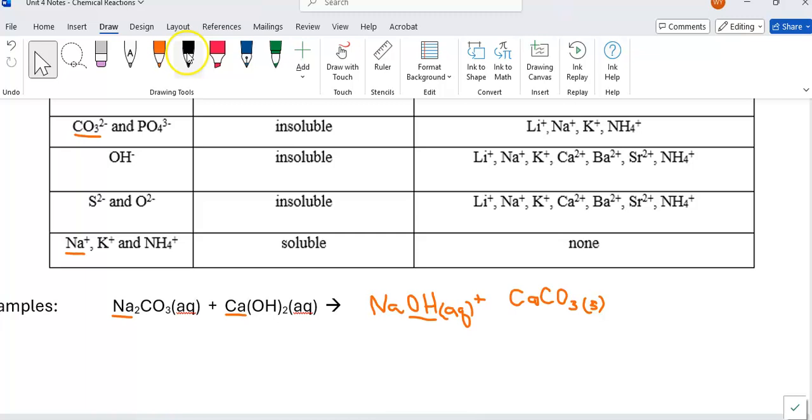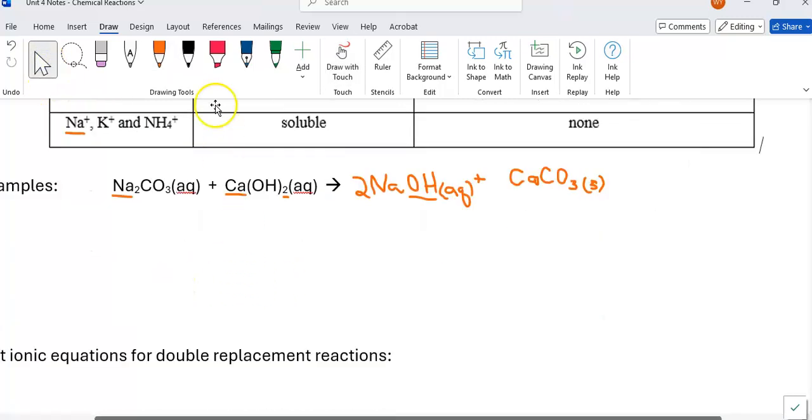All right, and then the last step, of course, is to balance. So if I have 1 carbonate on the right and 1 on the left, that's good. 2 sodiums on the left, only 1 on the right, so we probably need a coefficient of 2 there. And that's going to give us 2 hydroxides, which is good because we have 2 hydroxides on the other side. And then it looks like 1 calcium and 1 calcium. So we're all set. This is a reaction. Okay. All right.